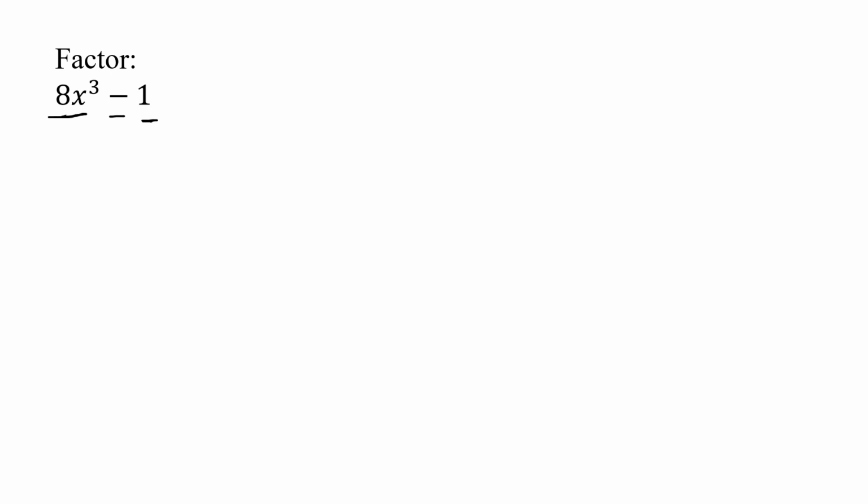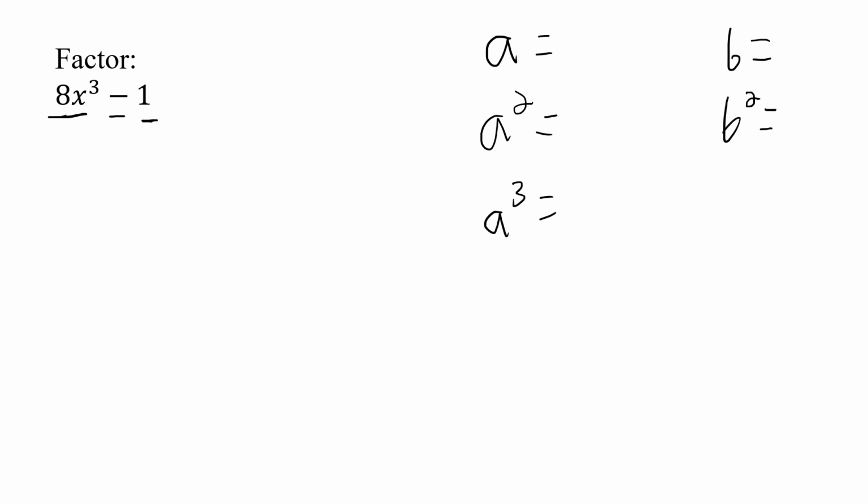So whenever we write our chart, a, a squared, a cubed, b, try this one on, think about this one on your own. What is a cubed here? If you said that a cubed was 8x cubed, you'd be correct. We take that entire first term and we let it be a cubed. B, we take that entire second term and we let it be b cubed. So the second term is just 1.